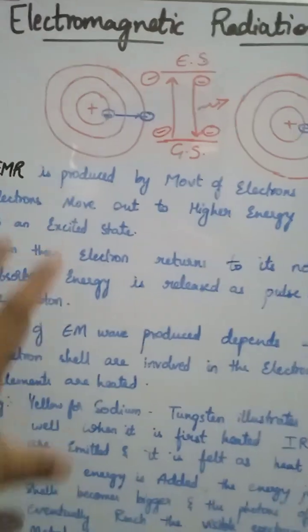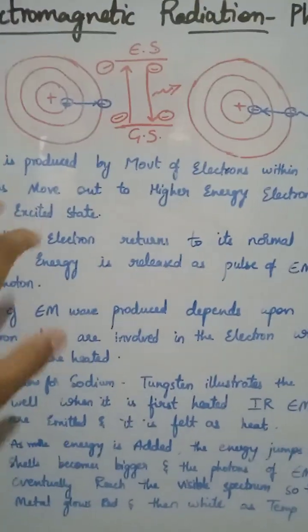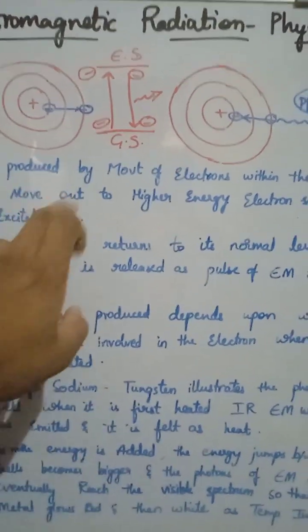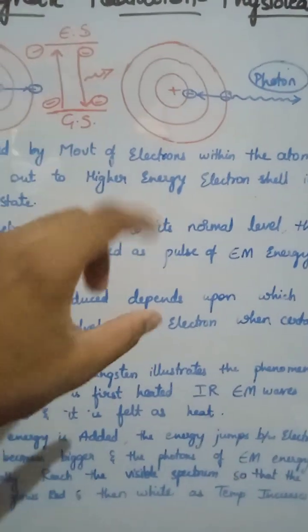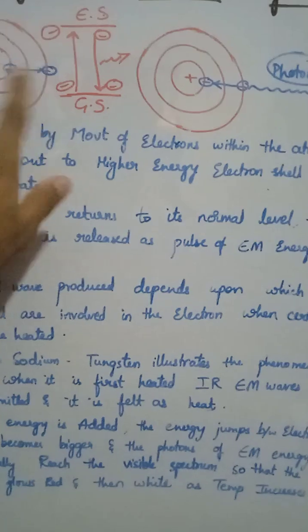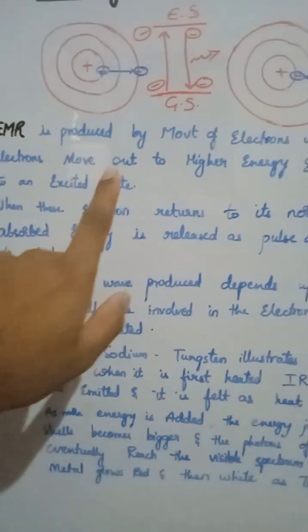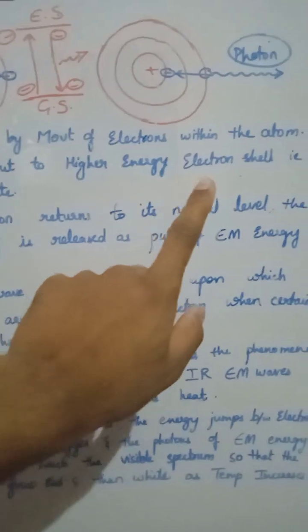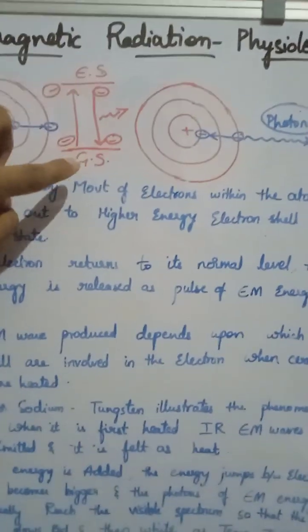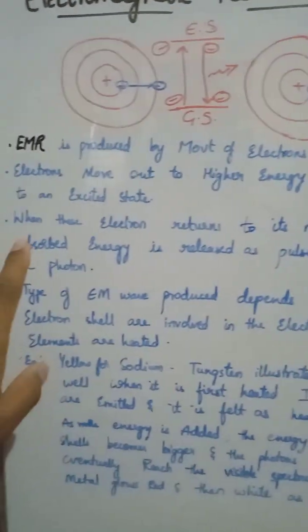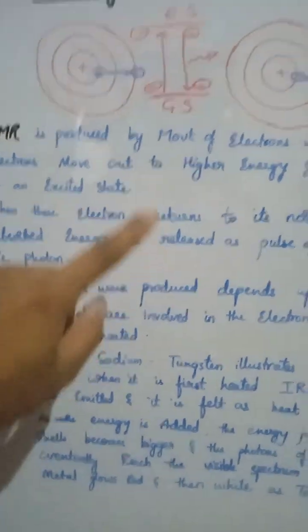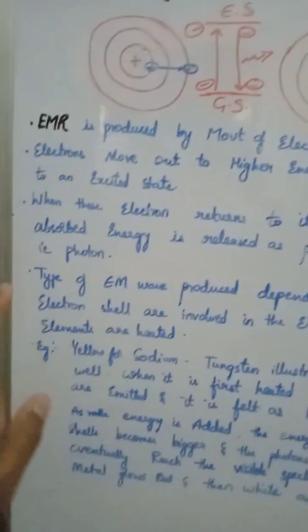Once again I'll explain it briefly. Electromagnetic radiation is produced by the movement of electrons within the atom. So this is an atom, with electrons moving within it. Electrons move out to the higher energy electron shell, that is to the excited state. I have written ES; ES stands for excited state.